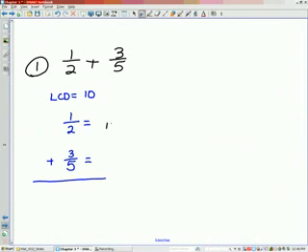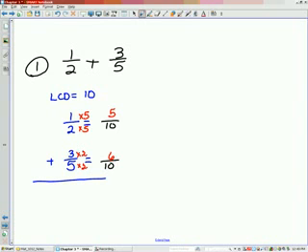I need to get that to a denominator of 10. And so 2 goes into 10 5 times. If I multiply the bottom, I must multiply the top. 1 times 5 is 5. So 1/2 has been renamed as 5/10. Then 5 goes into 10 2 times. 3 times 2 is 6. And 3/5 has been renamed as 6/10.